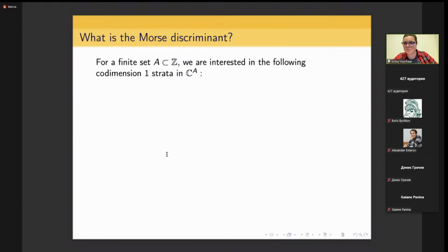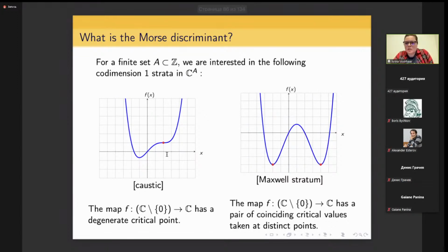Can I continue? Yeah, please. So we fix a finite set in a one-dimensional lattice. In the setting of the thesis, in detail, I speak about the case when A is equal to the integer points from 1 to n, so when we speak about general polynomials of given degree n. And what we're interested in are the following strata in the space CA, which are of codimension 1, which we call caustic and Maxwell stratum.